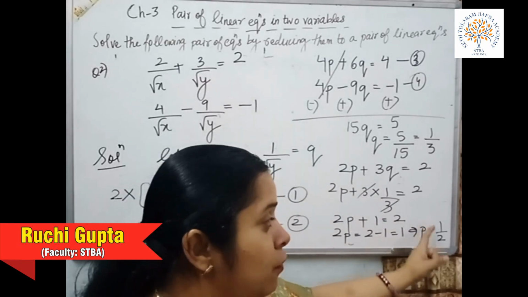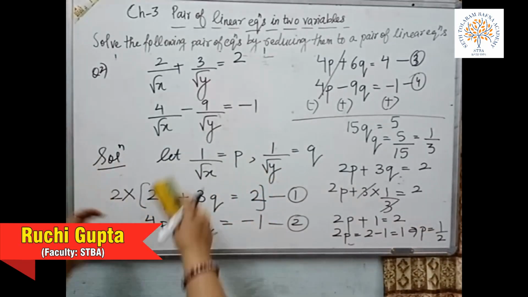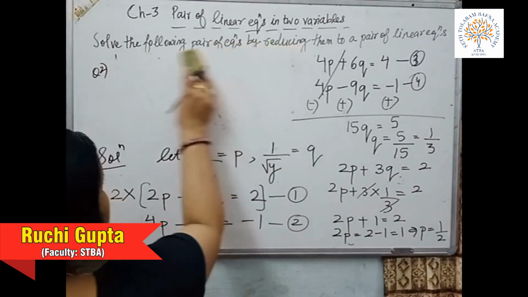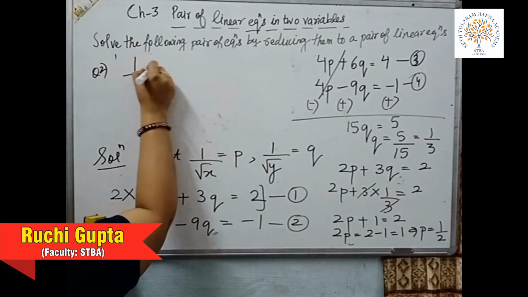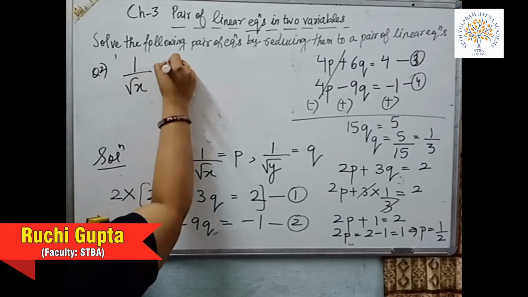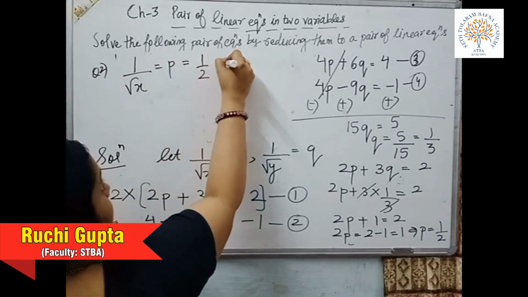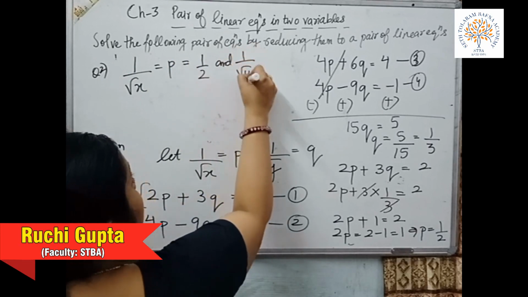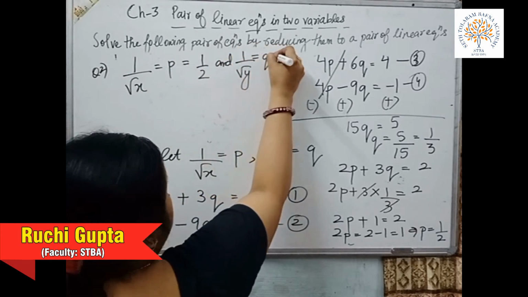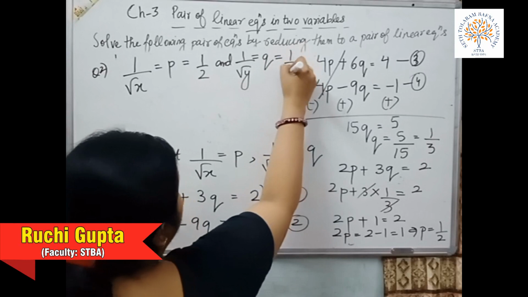So what is the value of P? It is 1 by 2. And the value of Q is 1 by 3. So I have taken 1 by root x equal to P which is 1 by 2, and 1 by root y I have taken this value as Q which is 1 by 3.